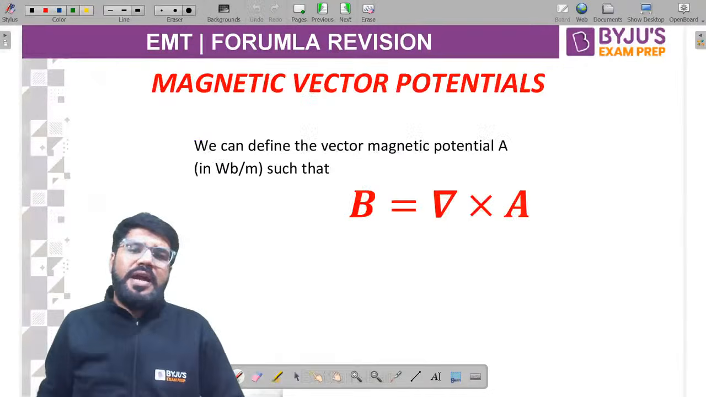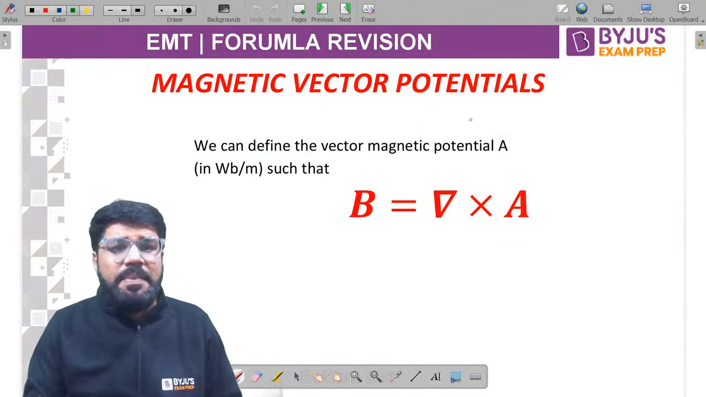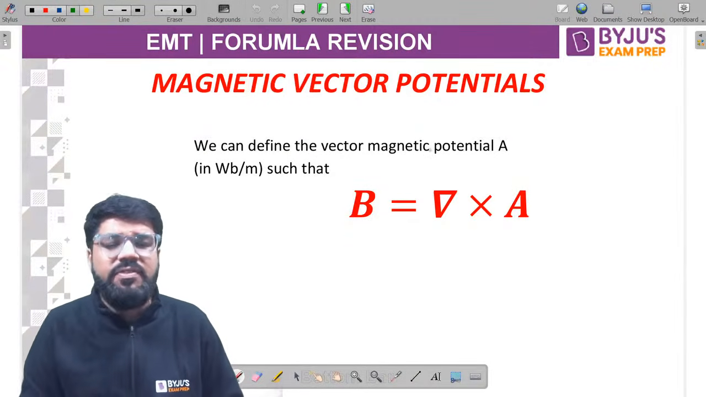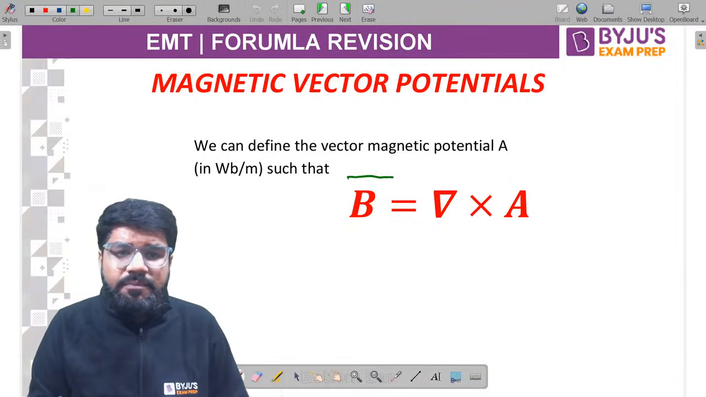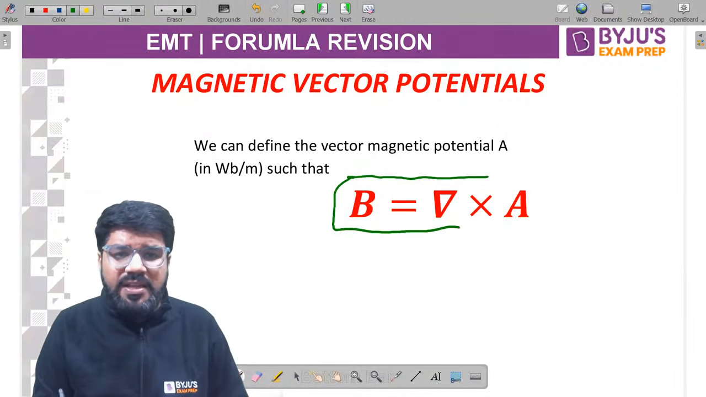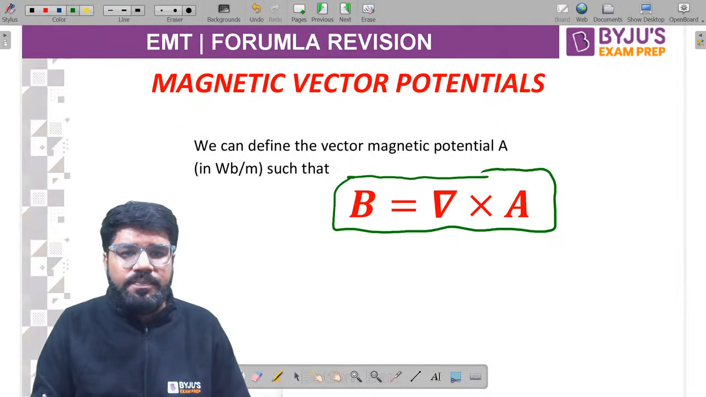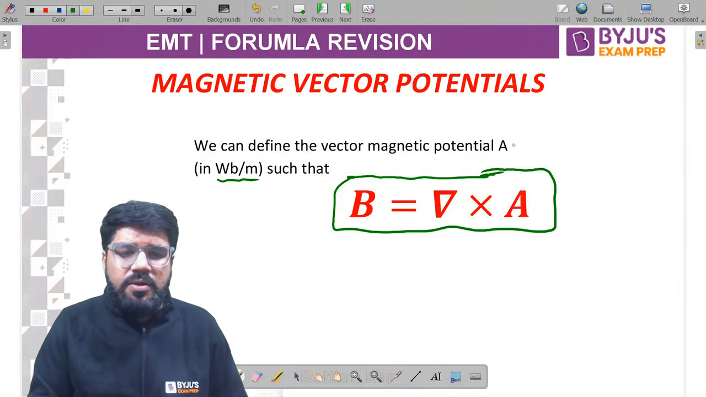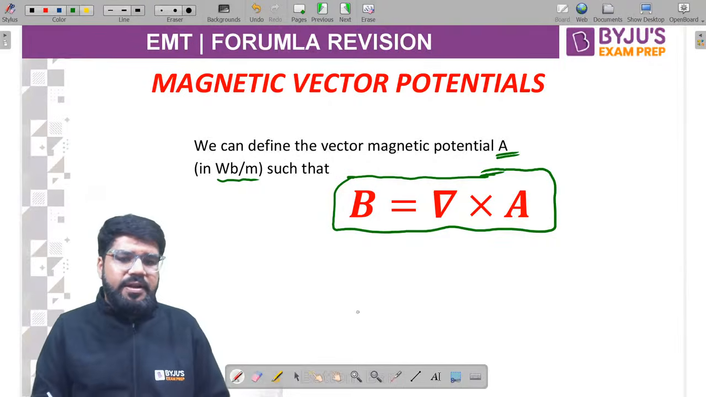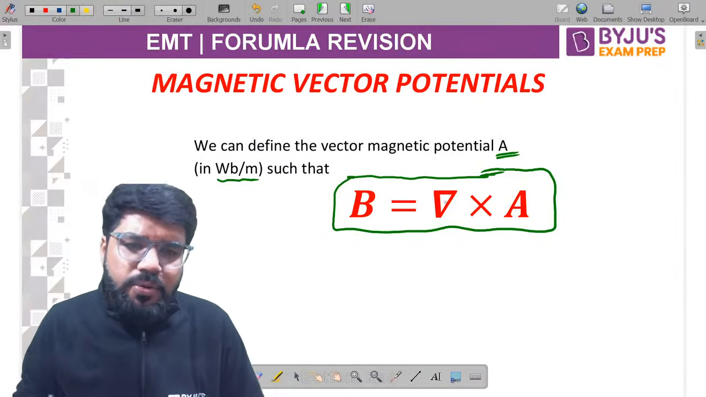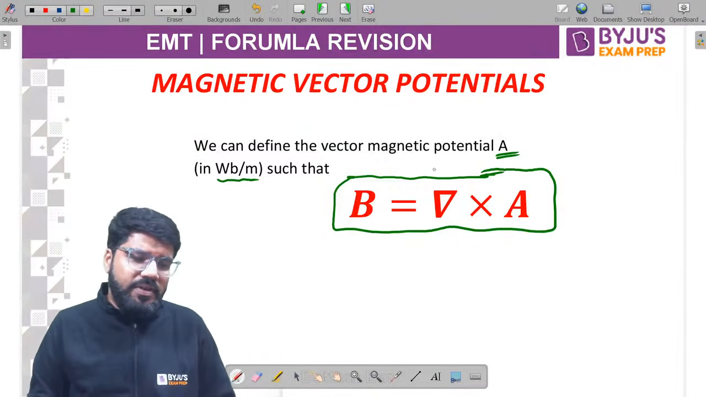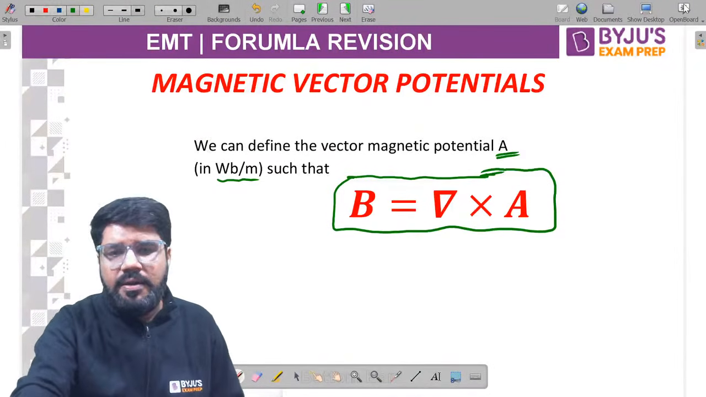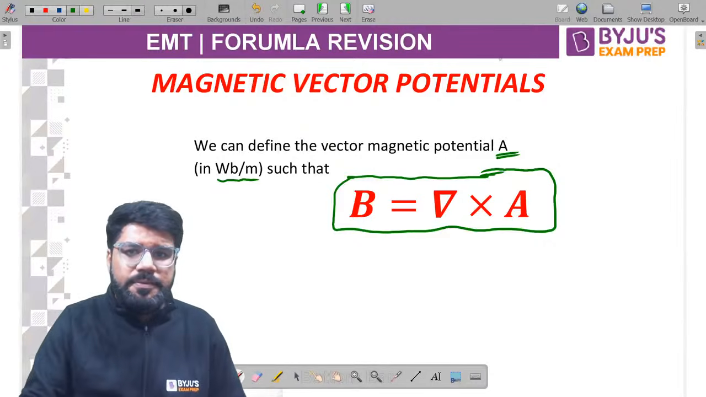Let me also add one more terminology here, that is the magnetic vector potential. Like we have the electric potential which is scalar, we have the magnetic vector potential. B is equal to del cross A, where A is known as the magnetic vector potential, measured in Weber per meter. So given the magnetic vector potential, you can calculate B as the curl of the magnetic vector potential.